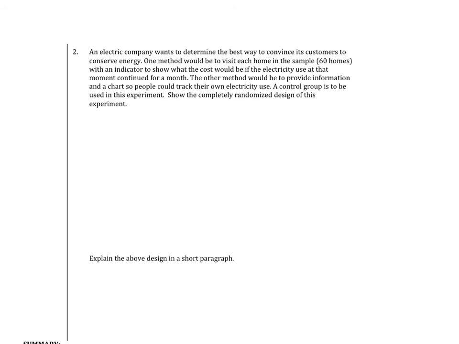Okay, in number 2, we're actually going to draw this out. So they say an electric company wants to determine the best way to convince its customers to conserve energy. One method would be to visit each home in the sample, and there are 60 homes, with an indicator to show what the cost would be if the electricity use at that moment continued for a month. The other method would be to provide information in a chart so people could track their own electricity use.